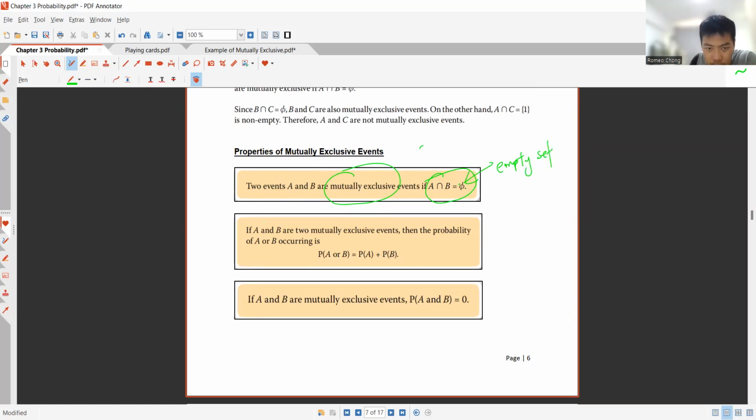Then if your A and B are mutually exclusive, you can straight away plus. If your A and B are mutually exclusive, then A intersect B should be equal to the empty set. I mean nothing at all if they are mutually exclusive. It means they are totally separated, there is no common element. Then your A intersect B should be equal to an empty set.